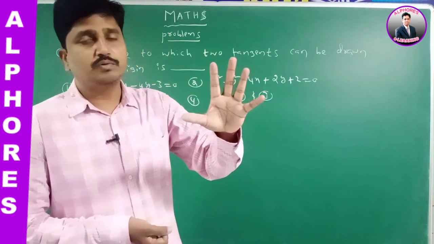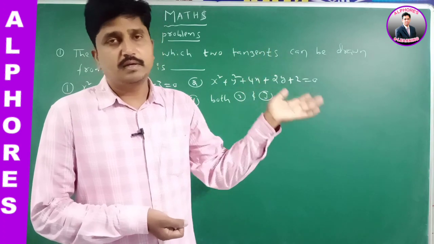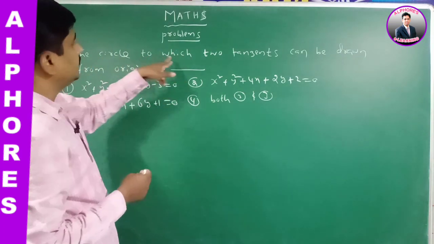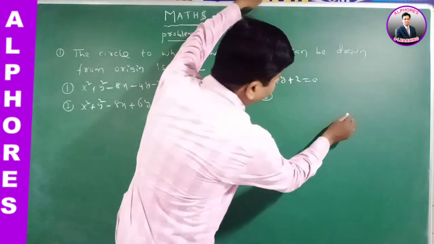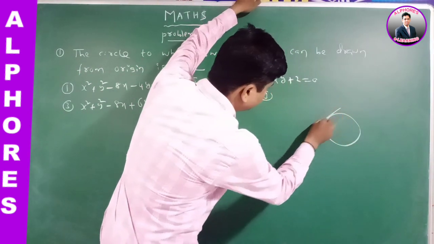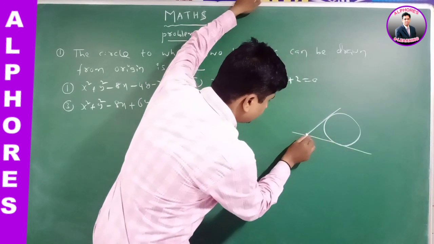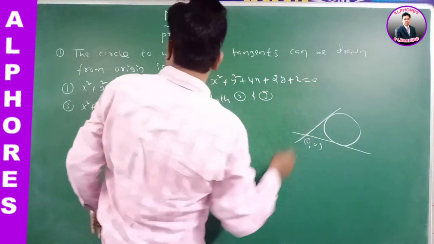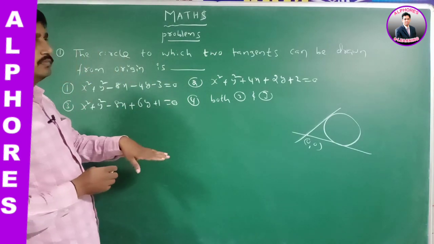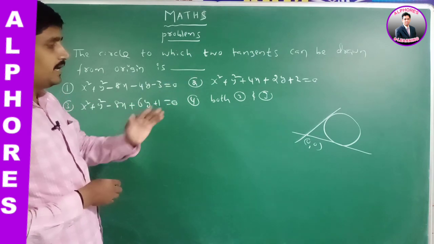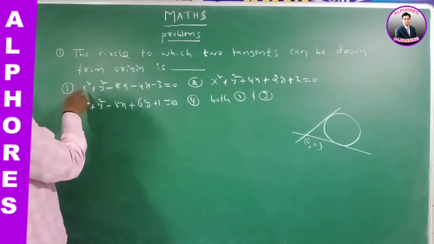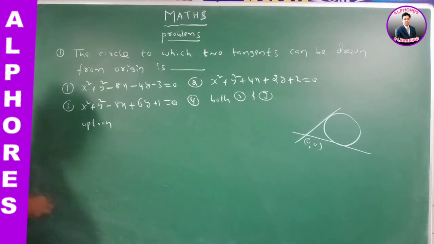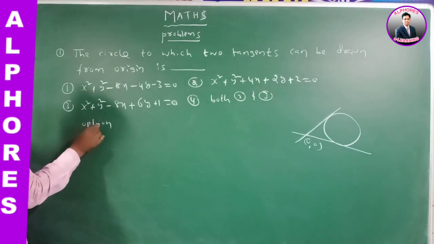Now we draw two tangents from an external point to the circle. Here the question: the circle to which two tangents can be drawn from origin. This is origin. Now, if the S11 value is positive, then we can draw two tangents to the circle from an external point. Observe here, from the first option, if the S11 value is positive, then that option is correct.